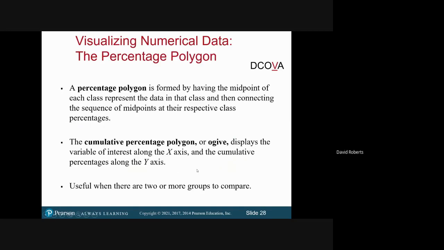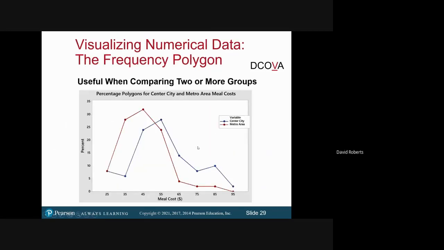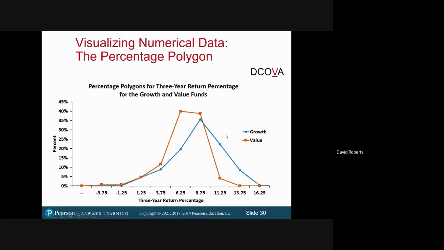Sorry, technical difficulties. Frequency polygon, you're going to see in a moment. Cumulative frequency polygon, or ogive. So this is what you see, line chart. And this is simply a polygon. So fancy word for line chart. You see they tell us different things. And the meal costs. And you have the two different lines. Right. And for a 3-year return, this is again different ways of presenting the same information.